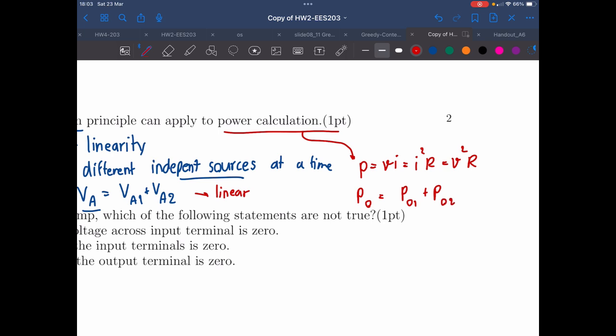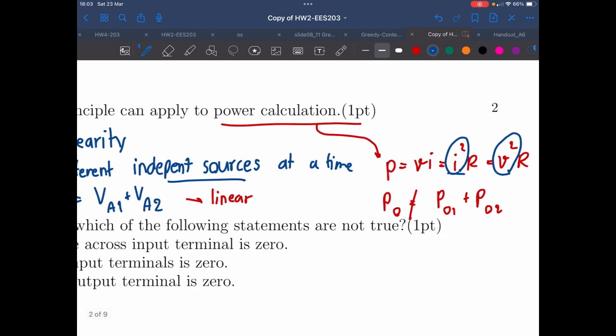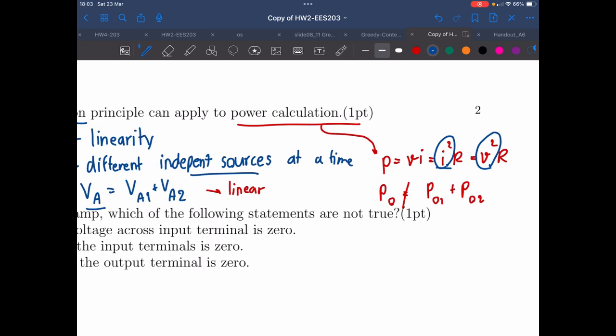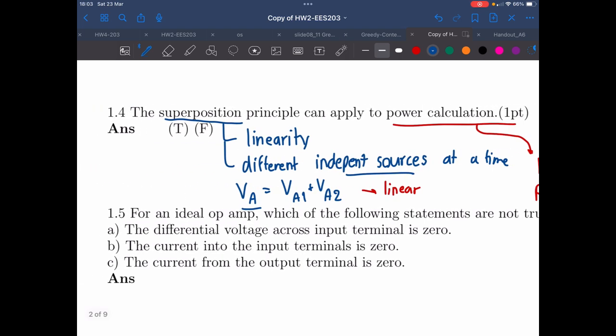The answer is no, because if we look at the specific part, I to the power of 2 and V to the power of 2, it's not linear anymore. It's polynomial. So the answer to this question, can it apply? No, it's false.